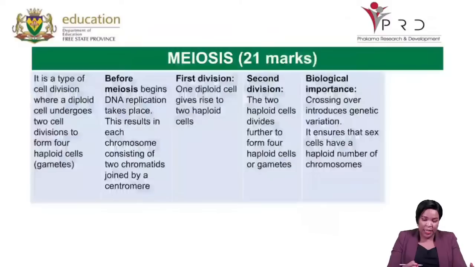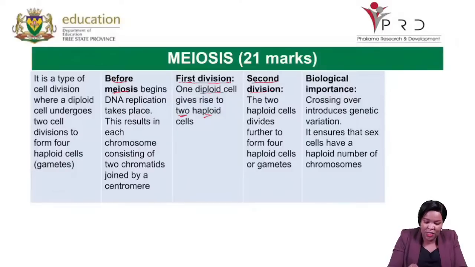Our next topic is meiosis. Meiosis carries about 21 marks out of your 150 marks. What is it that you need to learn? Remember your DNA replication before meiosis, what happens? Then you must remember the first division of meiosis or the first meiotic division. What happens there is just one diploid cell that gives rise to two haploid cells.